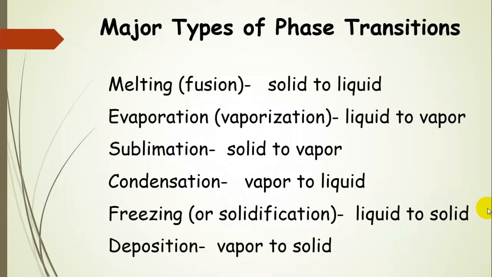Okay, so some of the major types of phase transitions that we are going to talk about in the next couple of videos: melting, also called fusion, and that's a transition from solid to liquid; evaporation or vaporization, and that's liquid to vapor; sublimation, solid to vapor; condensation, vapor to liquid; freezing, also called solidification, and that's liquid to solid; and finally deposition, where we take a vapor and it transitions to a solid.